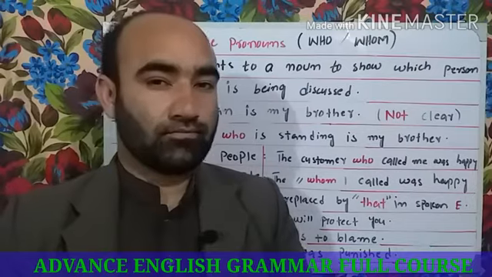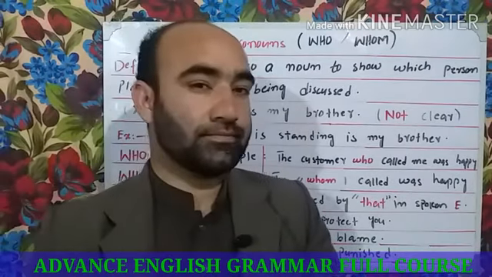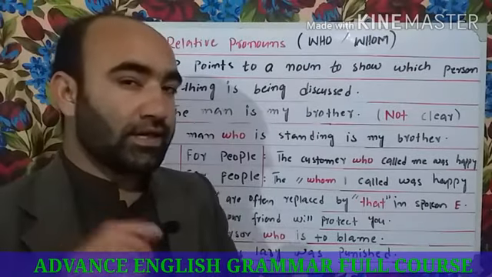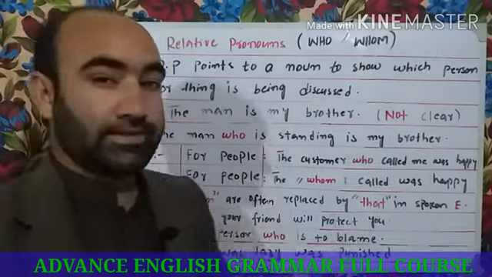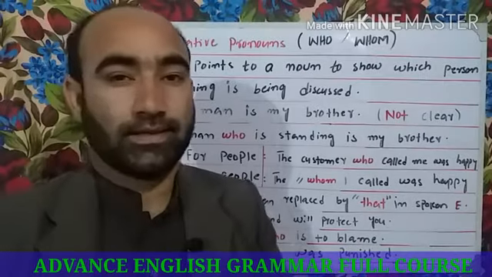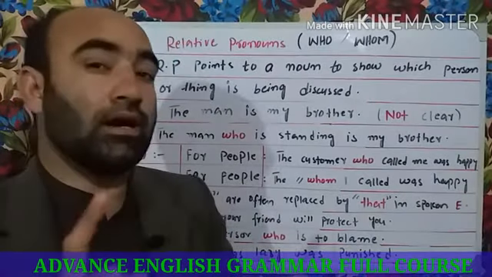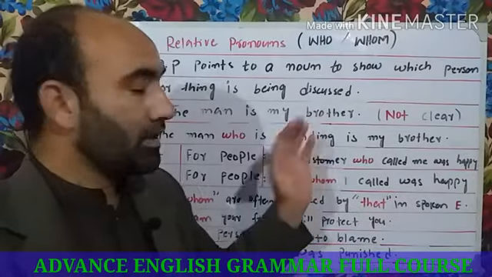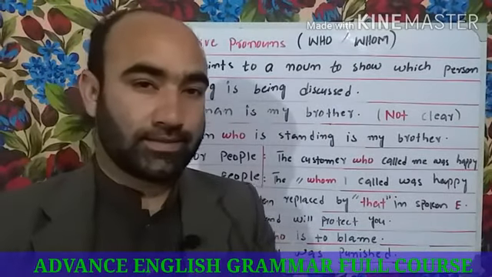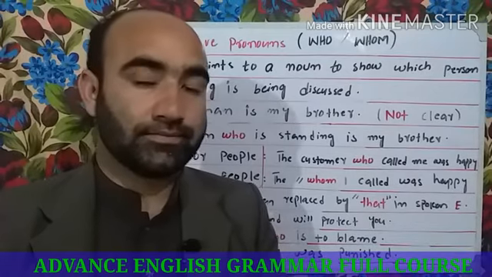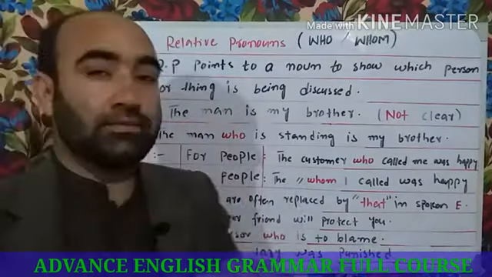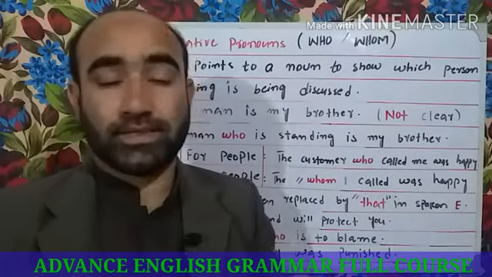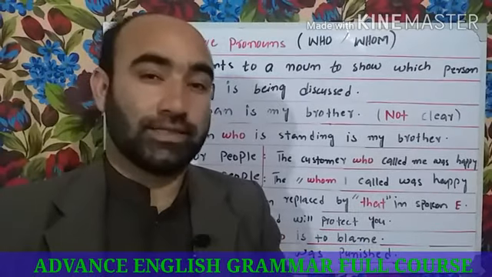I have written a simple example over here. The man is my brother. First, you have to judge this sentence. What do you think about this sentence? Is that sentence correct or wrong? Obviously, this is an incomplete sentence. How and why? Because the man is my brother. It is not clear about which person we are talking about in the sentence.